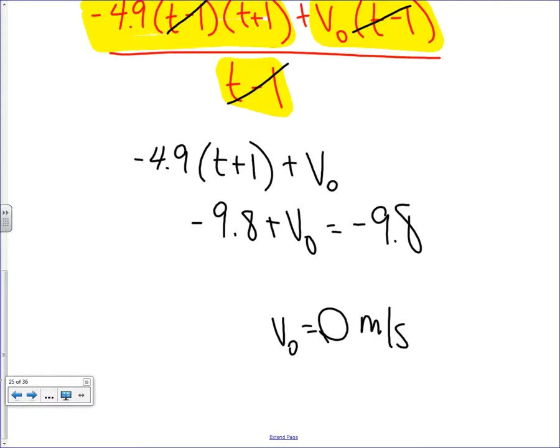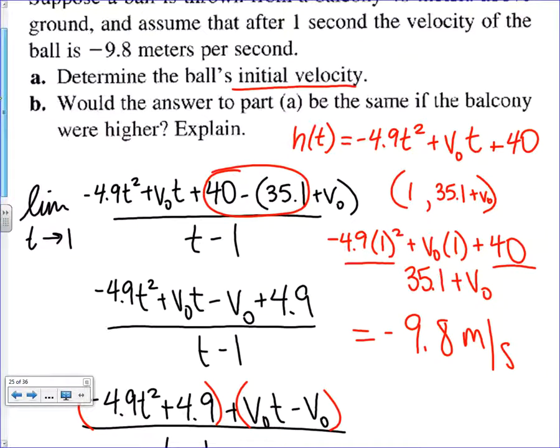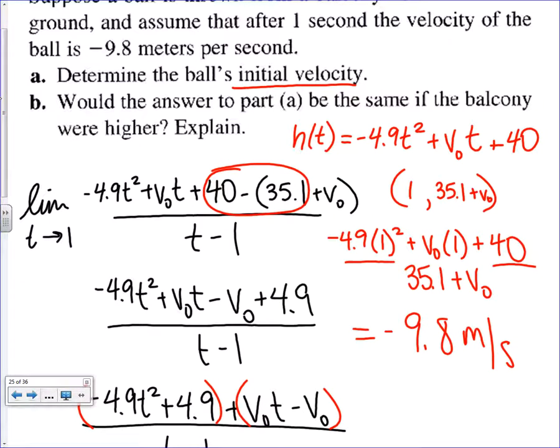I think there was a part B to this question. We'll go all the way back here. Would the answer to part B be the same if the balcony were higher? What do you think? If the balcony were higher, would it change our answer to part A? It was being dropped, wasn't it? Doesn't matter. Questions?